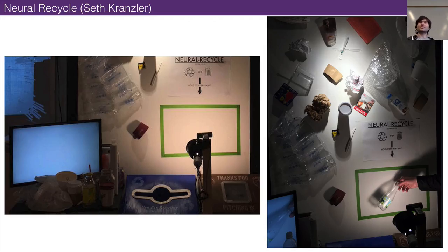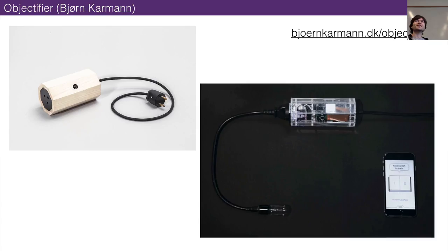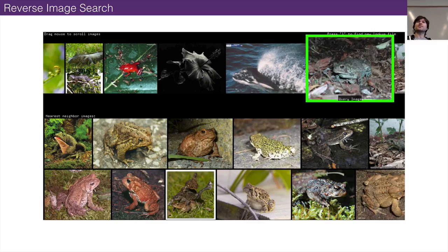Neural Recycle, also not a student of mine, but he was an IXP student here. Basically, it just detects if objects are recyclable or not. So you trained it to detect cans and paper and things like that, and otherwise it would detect trash, so trash or recycling. He made it classify iPhones as trash. Yeah. Two slides, same thing.